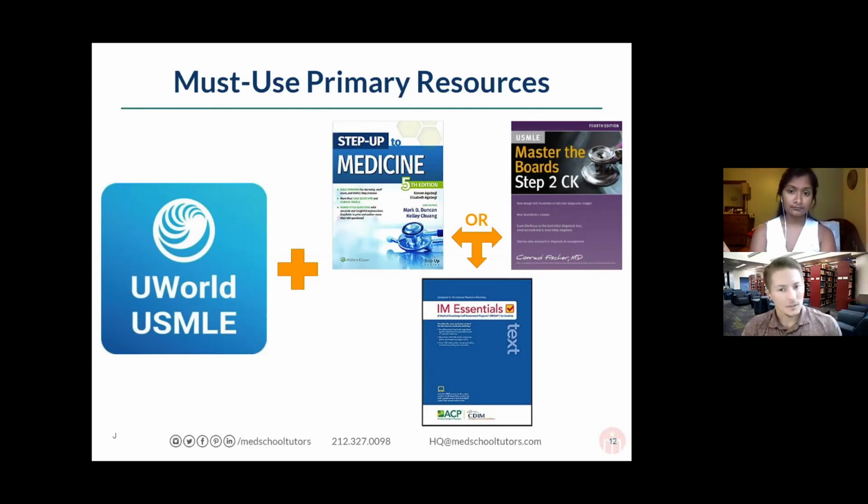A lot of students ask questions about using alternative question banks or supplementary question banks. I have to point out that if you are preparing for Step 2 CK at this point, I would be very impressed to hear that you've done more than 1 full pass of UWorld at this point. Our strongest recommendation is to complete at least 2 full passes through UWorld before you even consider using another question bank.